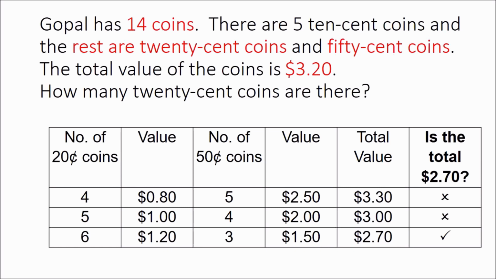Let's take a look at our first problem. Gopal has 14 coins. There are 5 10-cent coins, and the rest are 20-cent coins and 50-cent coins. Now, notice that the number of 20-cent coins and 50-cent coins is not specified. So that's what we need to work out.